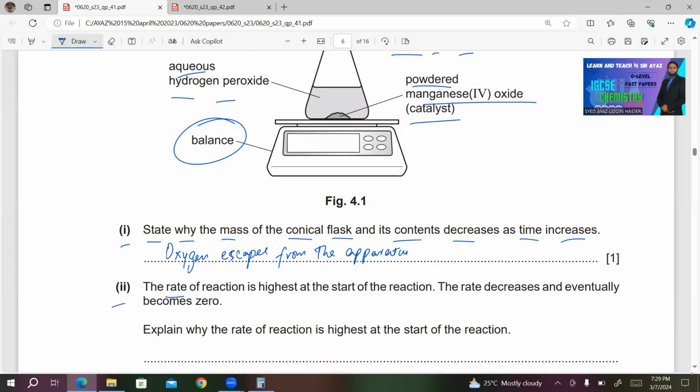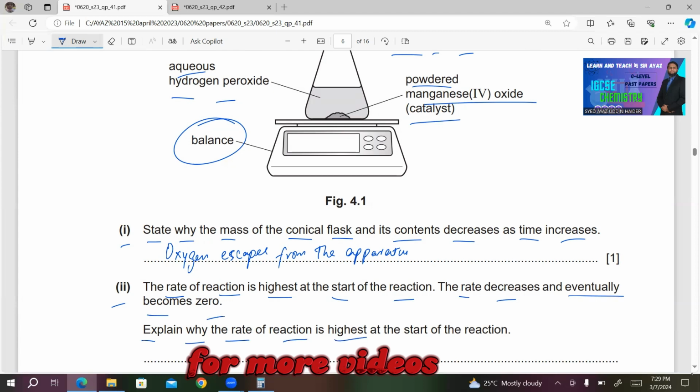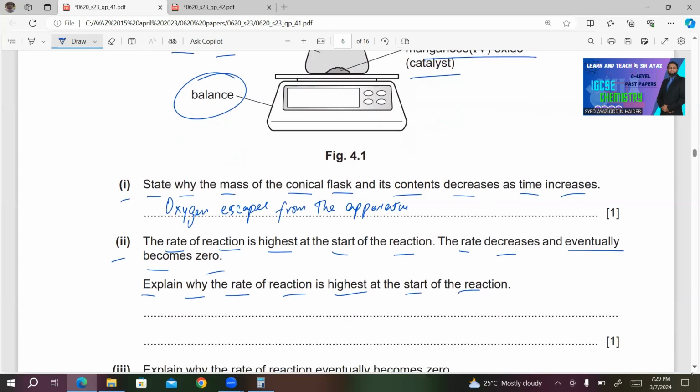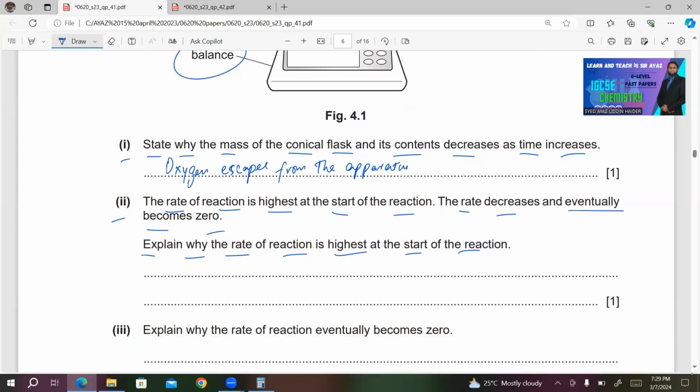Number two, the rate of reaction is highest at the start of the reaction. The rate decreases and eventually becomes zero. Explain why the rate of reaction is highest at the start of the reaction. So at the start of the reaction, you have a higher concentration of H2O2. So there will be a higher collision frequency in the beginning.